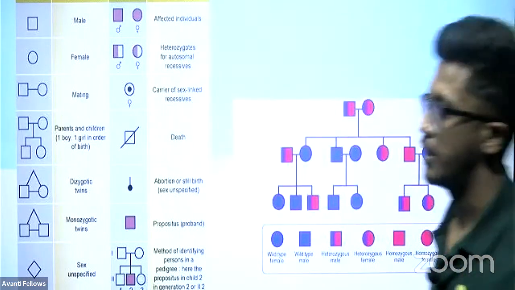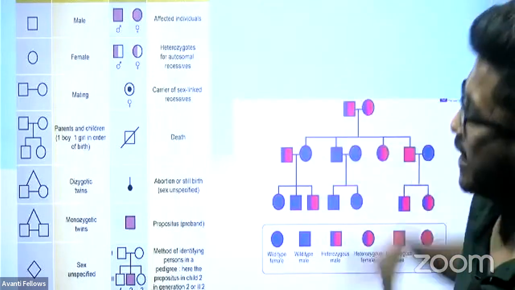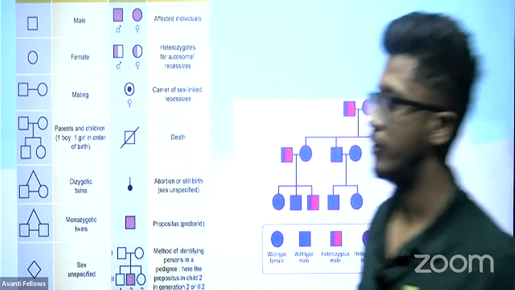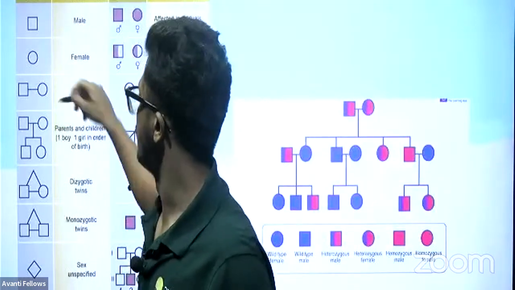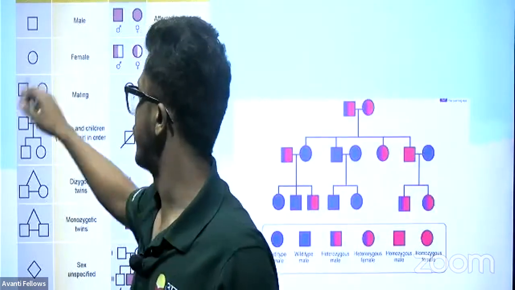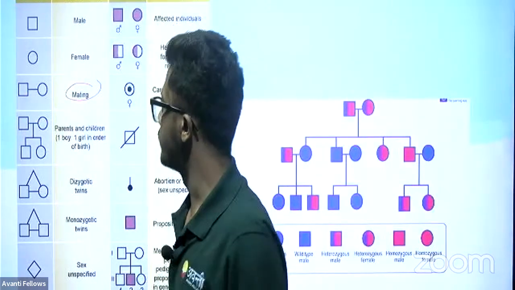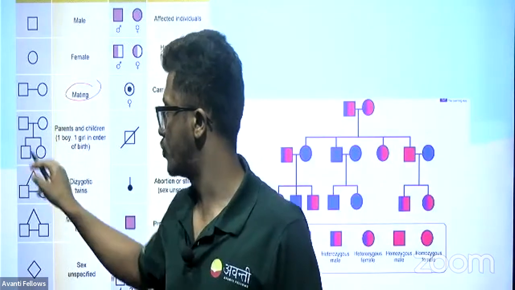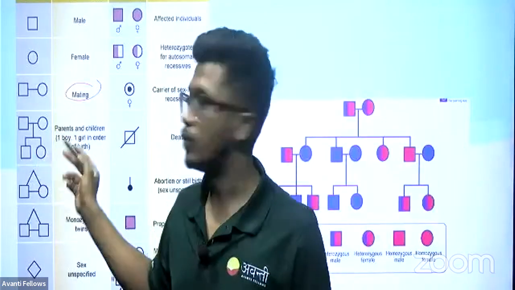So here is a chart. The chart gives us an idea of how the symbols are used and how it goes from one generation to another. Let's see here. If it is a square, it is a male. If it's a circle, it's a female. A square and a circle with a link is called mating or married. Next is a square, a circle, and then the next generation comes with one square and a circle. You know that the parents have one girl child and one boy child.